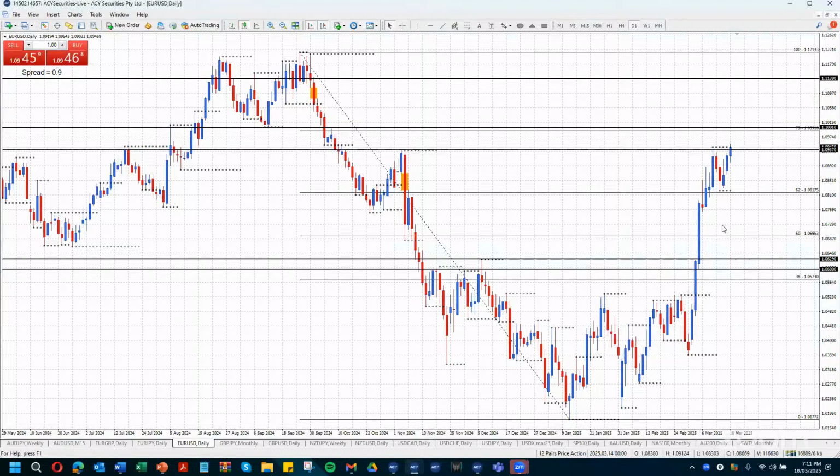So at the moment, I discussed in early January, when we were down here, that these imbalances potentially need to be filled. And for this one to get filled, we need to get to 111. So we can definitely get there this week for sure.